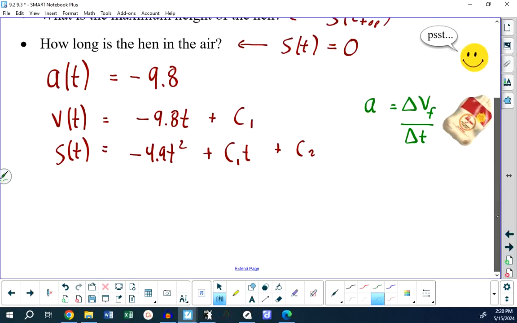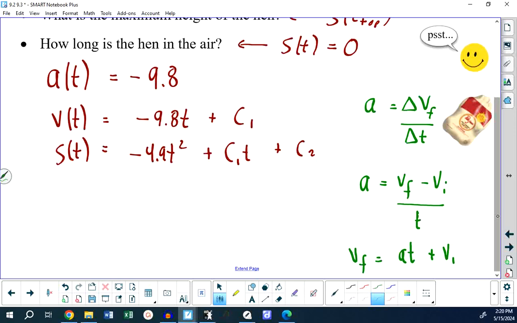Delta v is vf minus vi, and delta t is just t. And if you rearrange this, you get vf equals at plus vi. Are you with me on that?